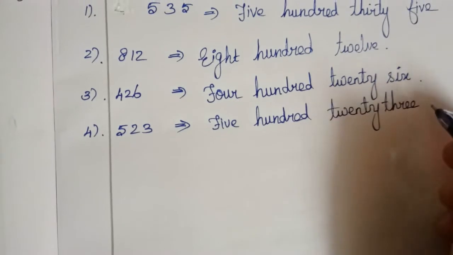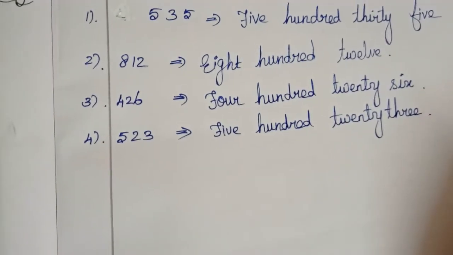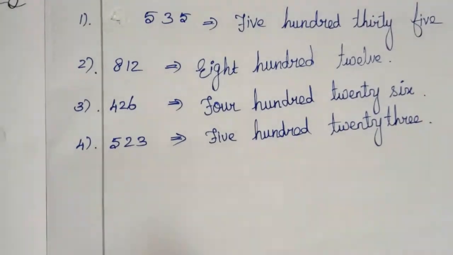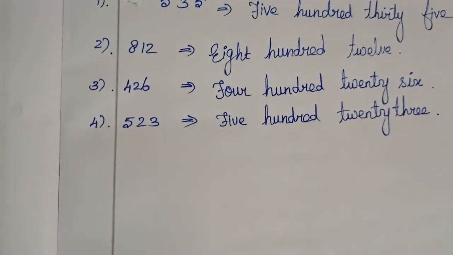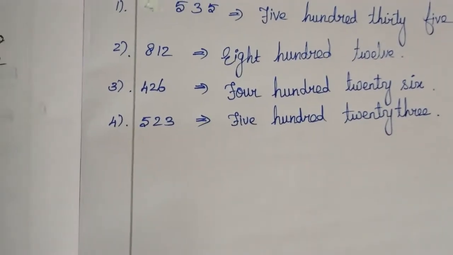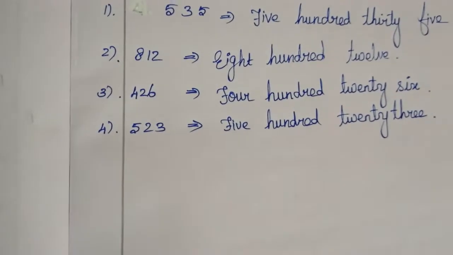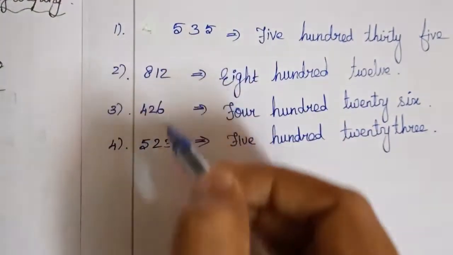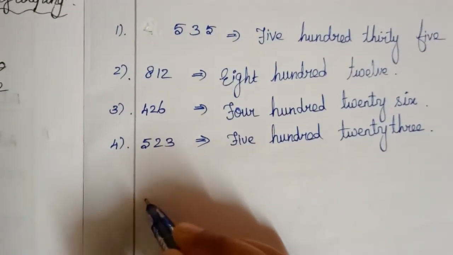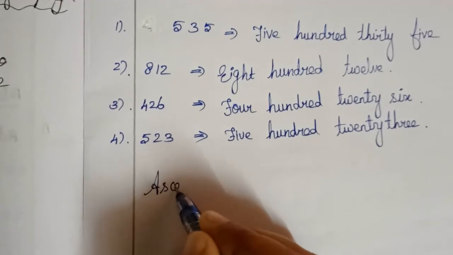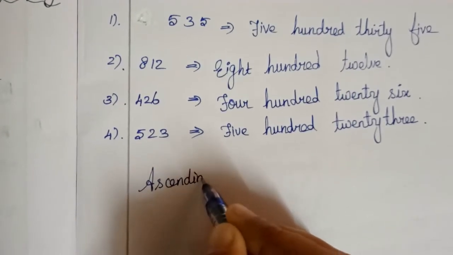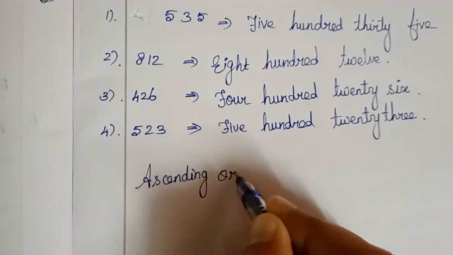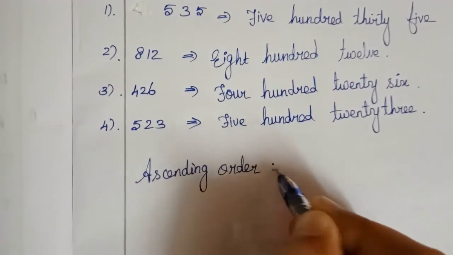So children, please copy this in your book. Please pause the video and copy this in your book. Next, you have to arrange all these numbers in ascending order and descending order. First, we have to arrange these numbers in ascending order.